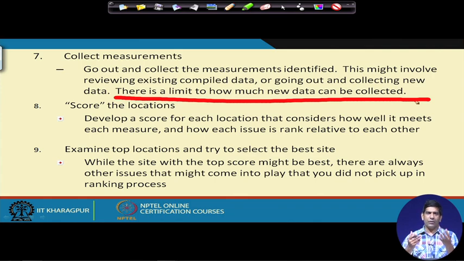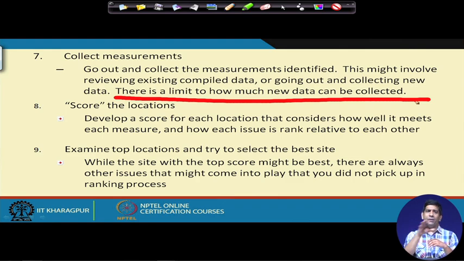There is a difference between primary data and secondary data. If you use data which has been compiled earlier, that's your secondary data. Many times you cannot rely on that secondary data. So if something is more critical, you go for primary data, and then you score the locations. When we say scoring the location, for each location you come up with how well it meets the criteria. You have those 0, 1, 2, 5 rankings. And then you rank them, and what you do is add them up.